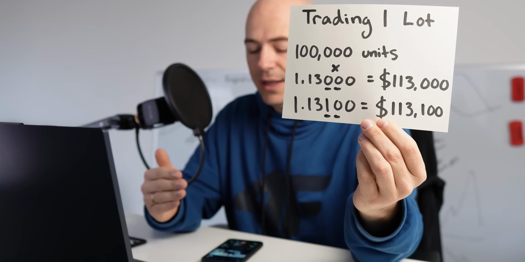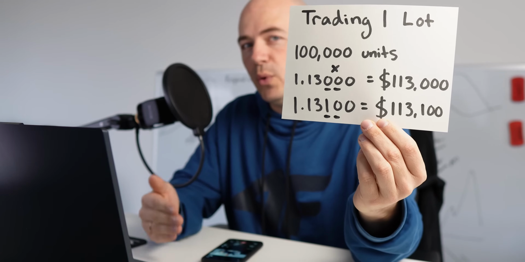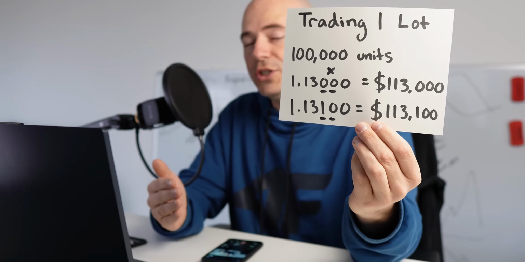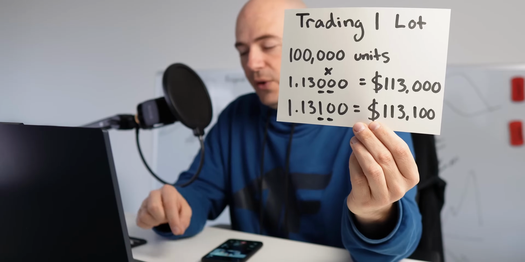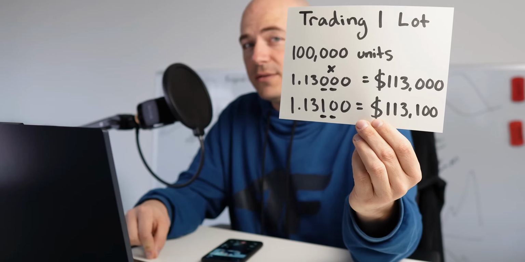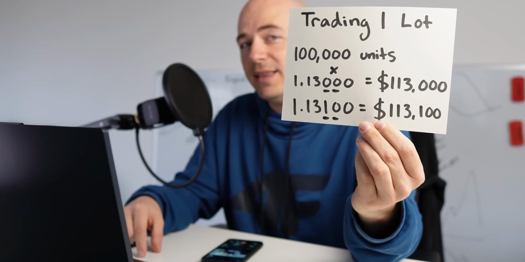So for example, if Euro USD is 1.13 and you want to trade one standard lot, which is 100,000 units. In order to place that trade, you need $113,000, the current price, multiplied by the number of units.